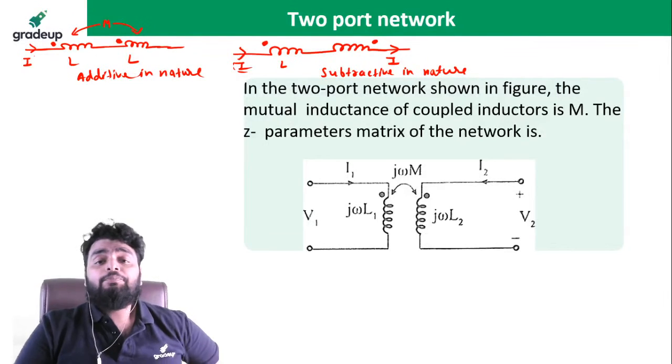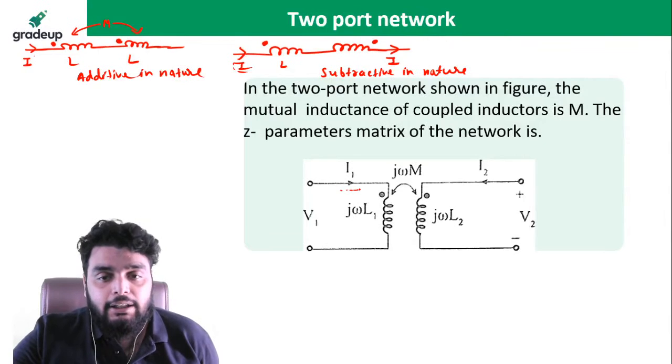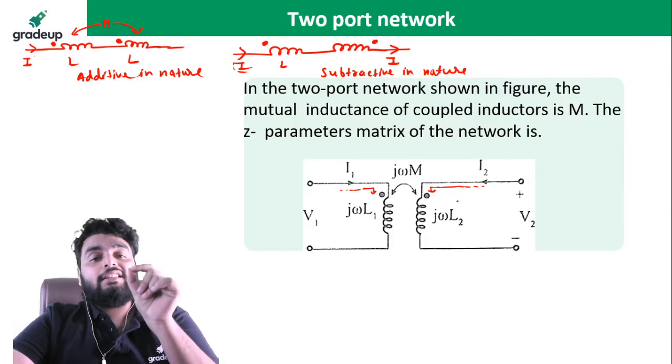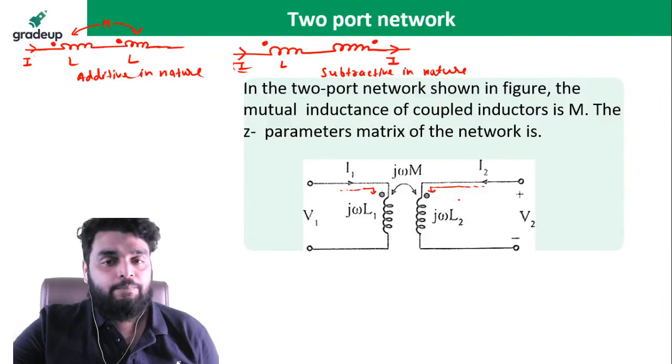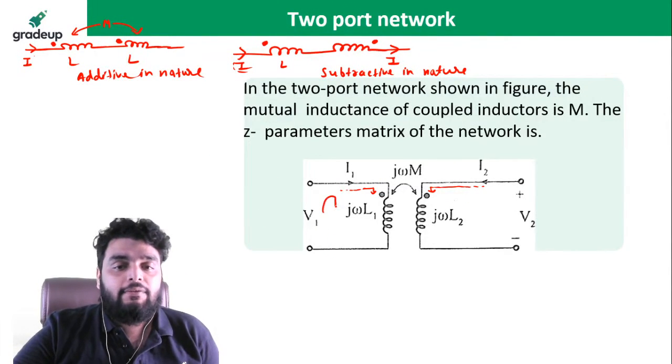So what is the concept here? See very carefully. I1 is entering the dot. Similarly, I2 is entering the dot. So in both of the cases, current is entering the dot. It means it will be additive in nature. Okay. Now you can write down the KVL equation from here.